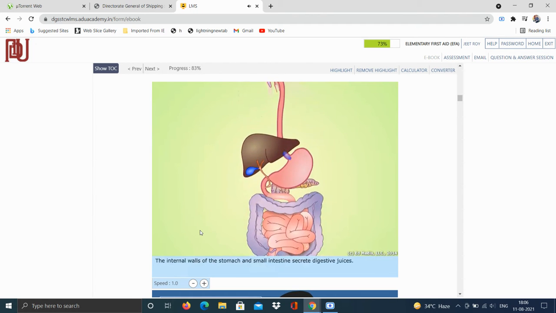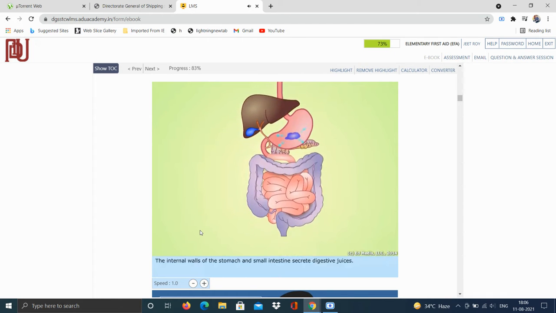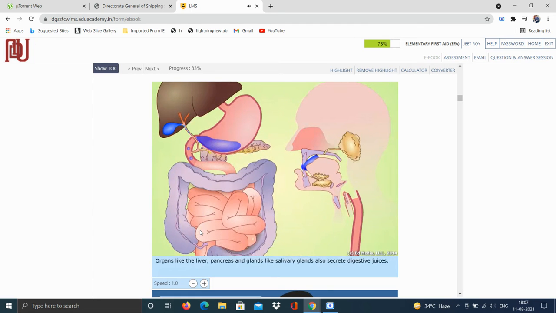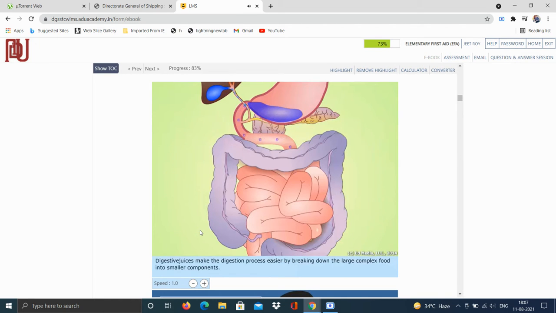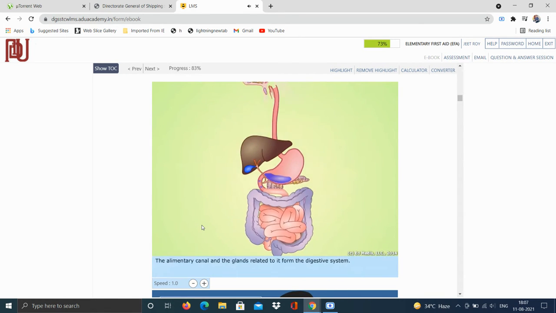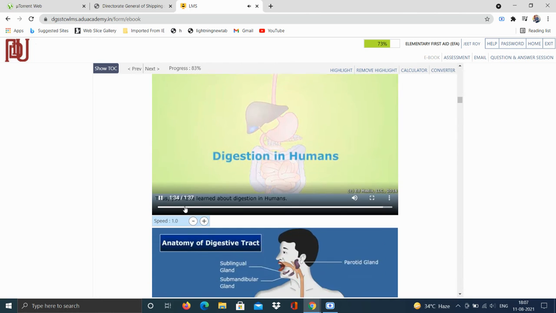The internal walls of the stomach and small intestine secrete digestive juices. Organs like the liver, pancreas, and glands like salivary glands also secrete digestive juices. Digestive juices make the digestion process easier by breaking down the large complex food into smaller components. The alimentary canal and the glands related to it form the digestive system. Thus, you have learned about digestion in humans.